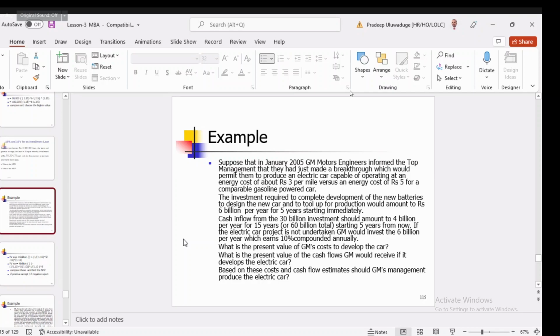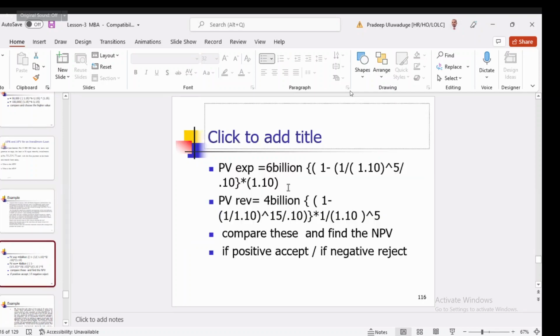Right? Investment. So that is an annuity due, because you need 6 billion for 5 years starting immediately. So that can be considered as an annuity due, right? So let's look at this one. Yes. So present value of the expenditure 6 billion at 10% for 5 years, and we have multiplied it by 1.10 because it's an annuity due.